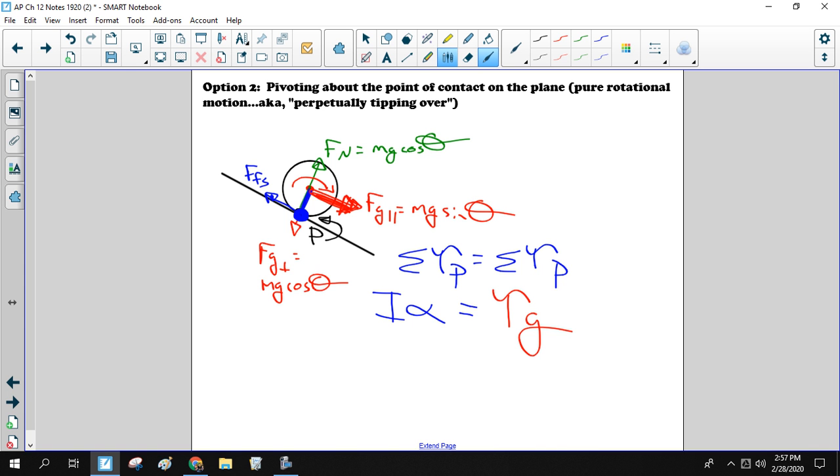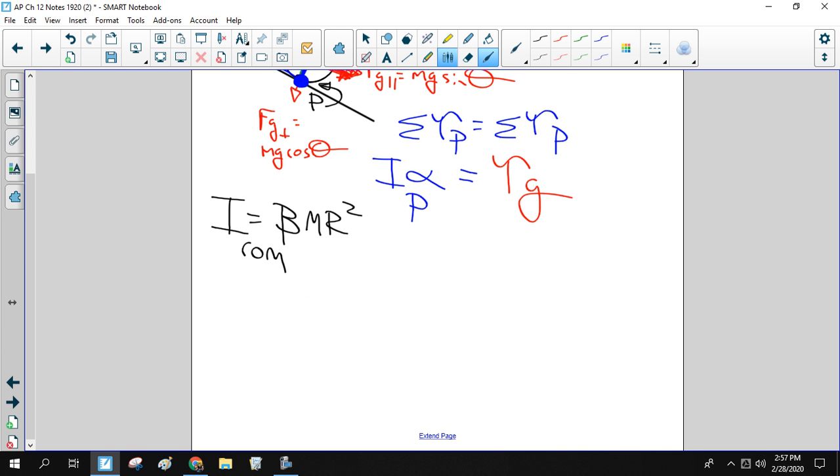Now, the trick is this. Remember at the beginning of the example, I told you that I was beta times mr squared. That's the rotational inertia about the center of mass. What we need is the rotational inertia about point P. The only thing that's tricky about this is we got to use the parallel axis theorem. So I about our pivot point is equal to I about the center of mass plus mh squared. And what is h?